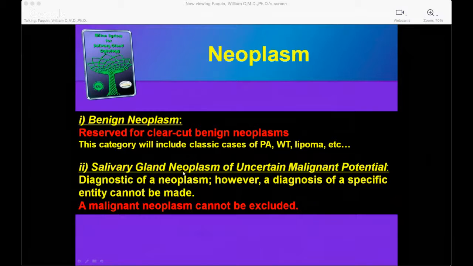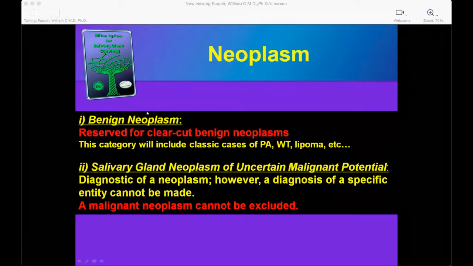In contrast, the salivary gland neoplasm of uncertain malignant potential subcategory is diagnostic of a neoplasm. However, a diagnosis of a specific entity cannot be made. And in addition, a malignant neoplasm cannot be entirely excluded. So it's different from the benign neoplasm category.